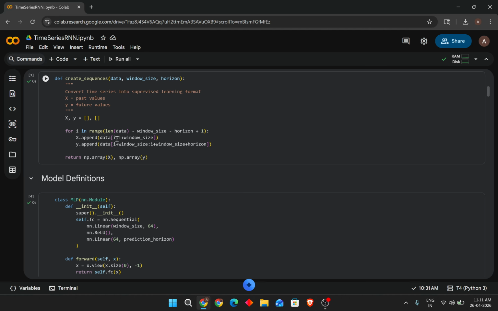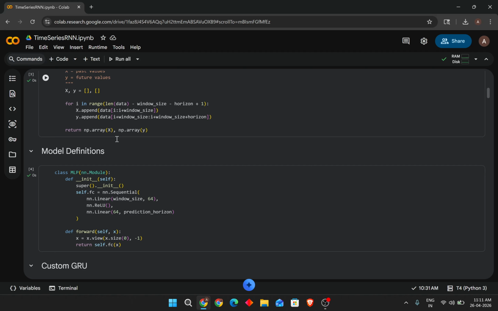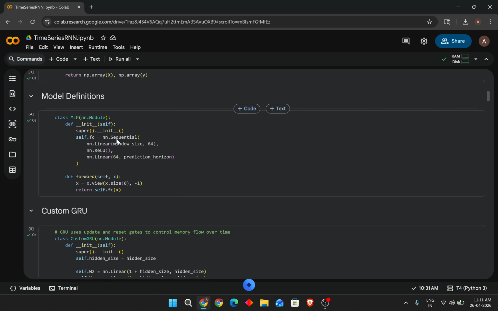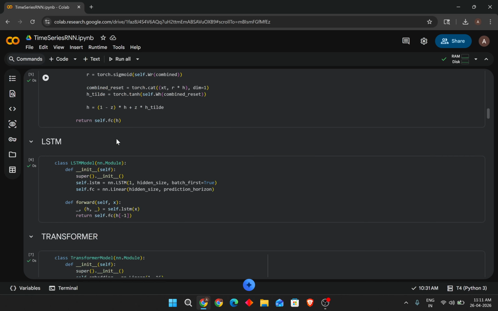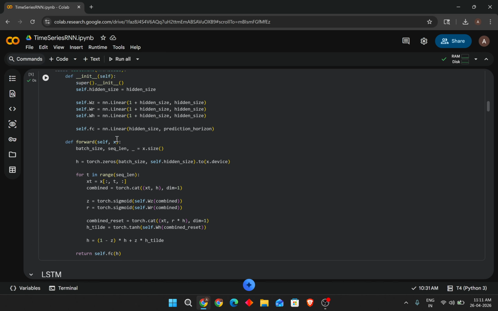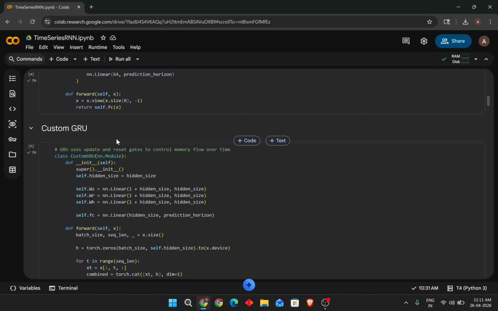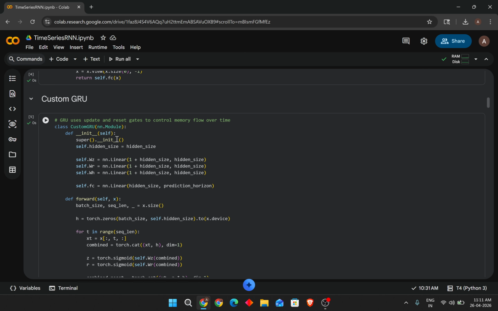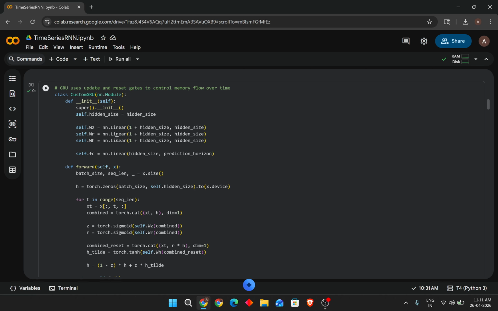On moving to the models, I have implemented multiple models: MLP, Custom GRU, LSTM and Transformer. First, I created a function to generate sequences using a sliding window. Now I am explaining the implementation of my whole assignment.